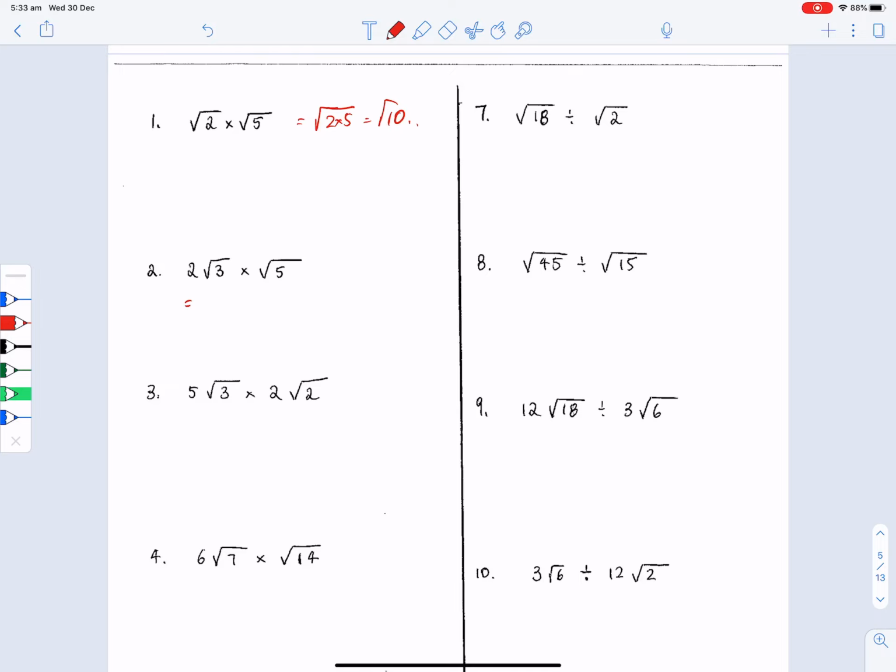Next one, question 2. 2 root 3 times root 5. Don't forget there can be a little 1 there. So 2 times 1 is 2. And then root 3 times root 5 is root 15. Question 3. 5 times 2 is 10. So it's 10 root 6.